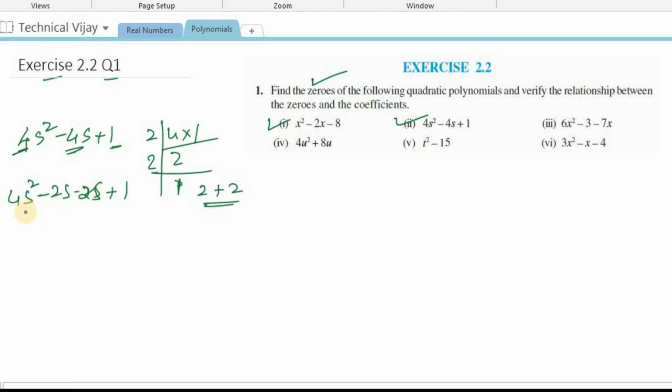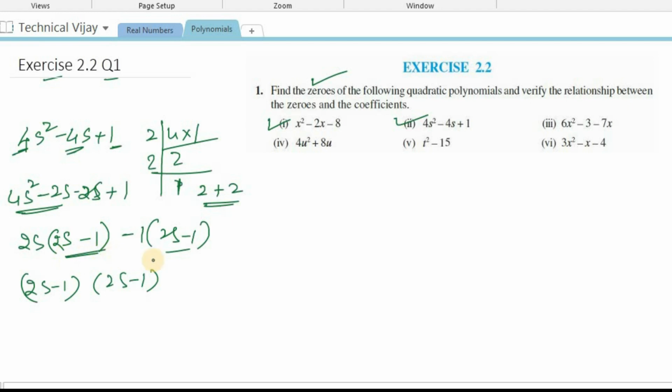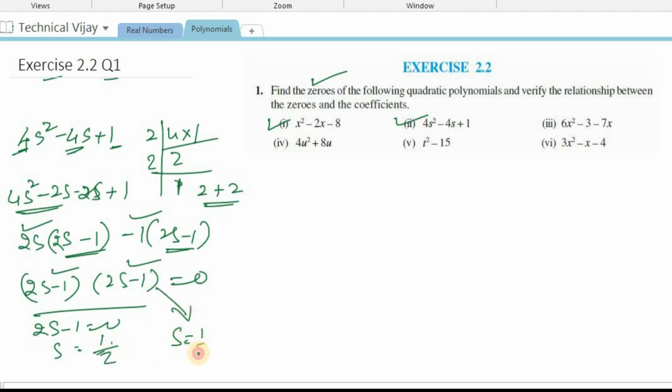Okay. So in this we will take common 2s. So here s(2s minus 1). Here minus 1 we will take, so that 2s minus 1, so that this term and this term should be equal. So we can take common 2s minus 1 and another 2s minus 1. See, this 2s minus 1 is equal to this one, and this 2s minus 1 is equal to this 2s minus 1. So this we will equate to 0. So 2s minus 1 equal to 0. So s is equal to 1 by 2. And one more term is also the same, s is equal to 1 by 2.